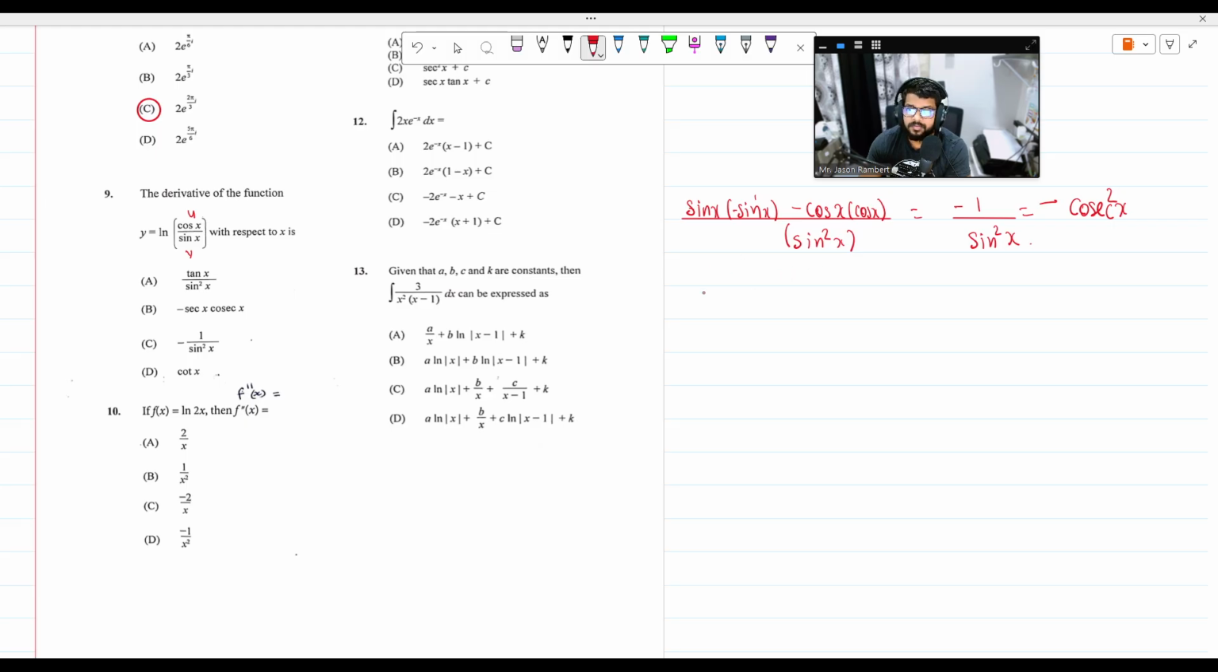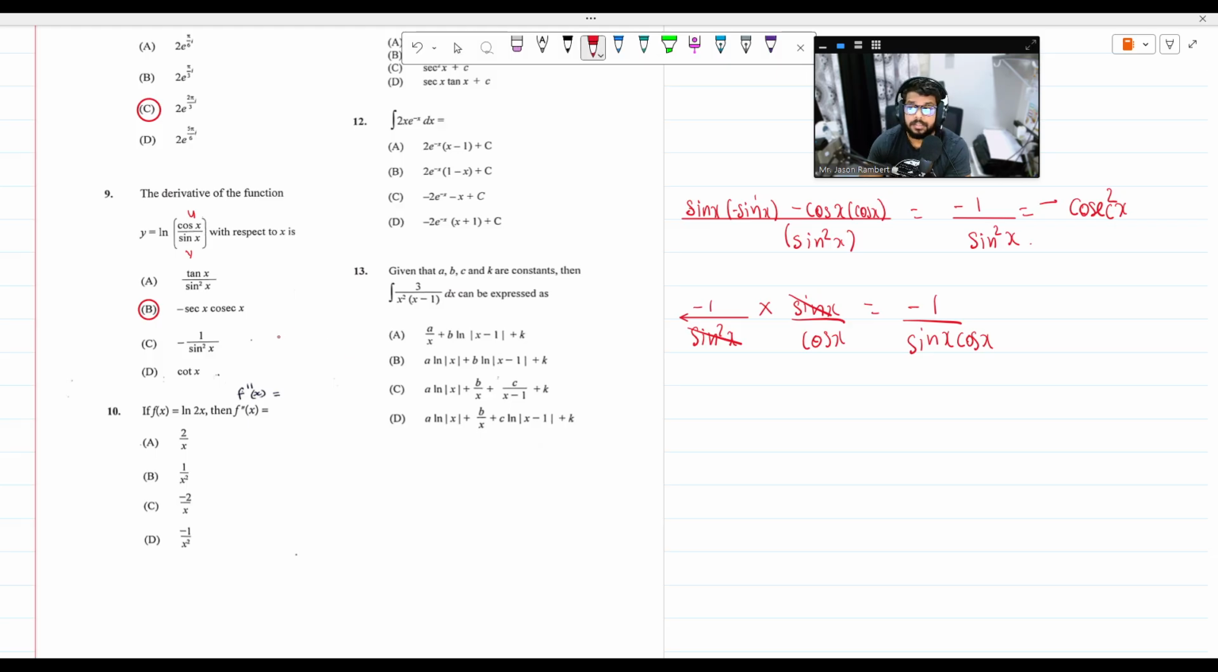And then we have to divide that by the original function. So I could leave it as minus 1 over sine squared x divided by the original function, which is cos x over sine x. So I'll multiply by sine x over cos x. The sine and the sine cancel, so I'll get minus 1 over sine x cos x. 1 on sine is cosec, 1 on cos is sec. So the answer is B.